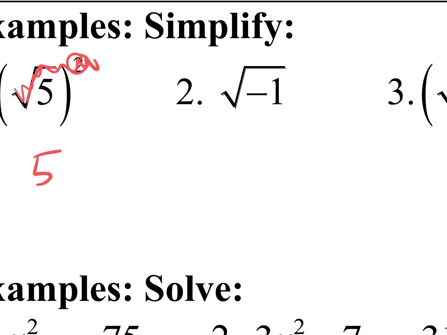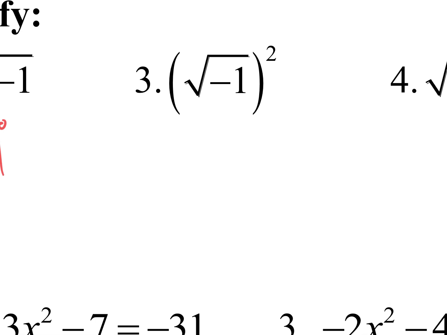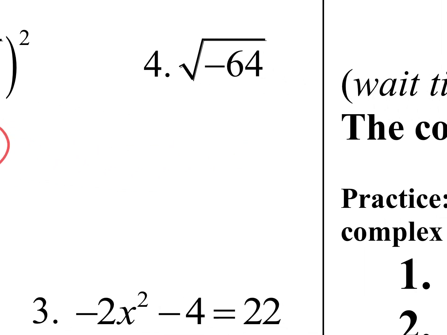Okay. What's the square root of negative 1? We all said that was i. What about this one? Well, the square root and the square undo themselves. So yeah, negative 1 is your answer. How about this one right here? What's the answer to that?